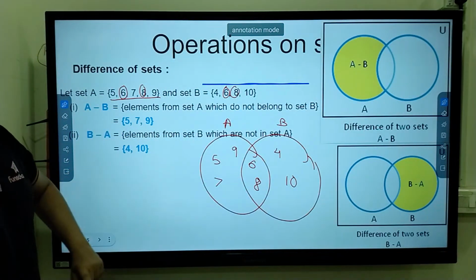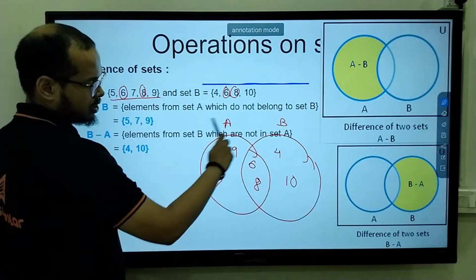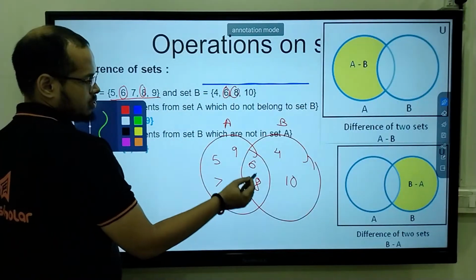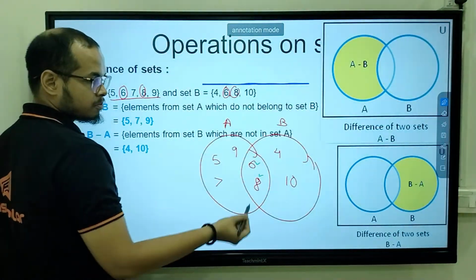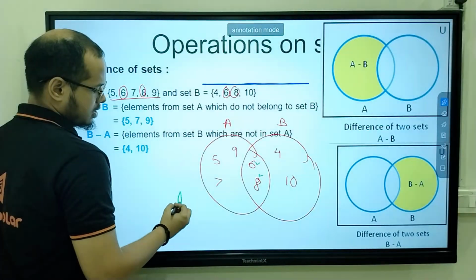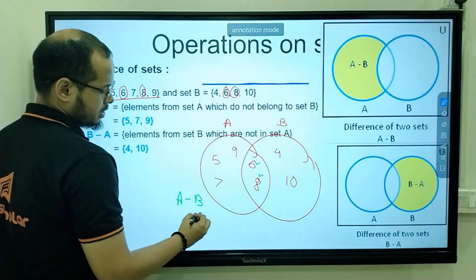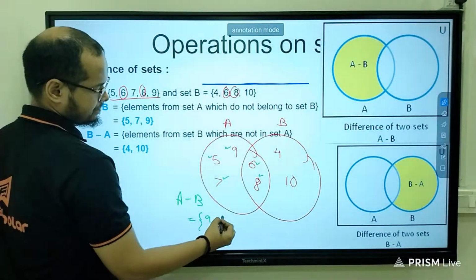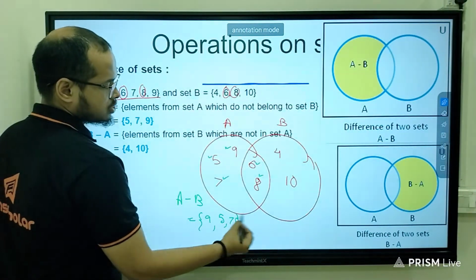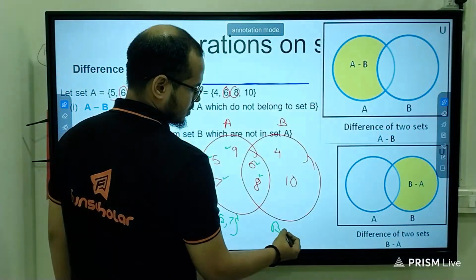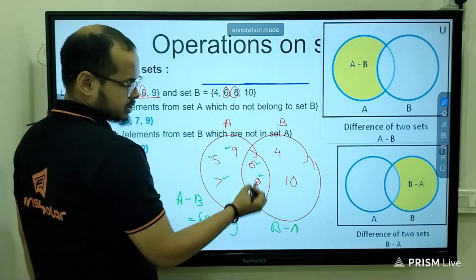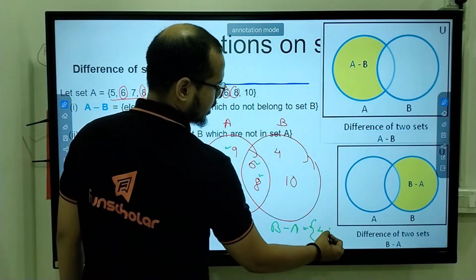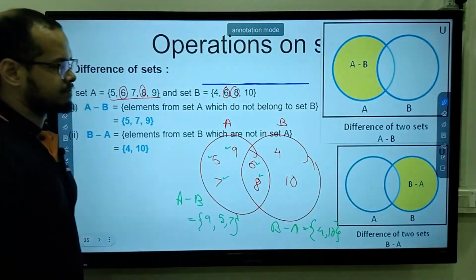Now A minus B. So A has all of this, but we are not allowed to take these two because they are also a part of B. So A minus B is going to be just 9, 5 and 7. Okay. So if I write B minus A, again we are not allowed this and this. We are remaining with 4 and 10. So the answer here is 4 comma 10. That's it. It is that easy. Okay.